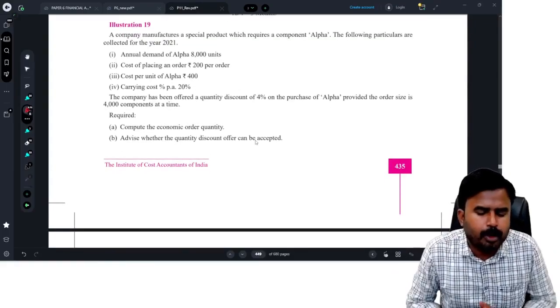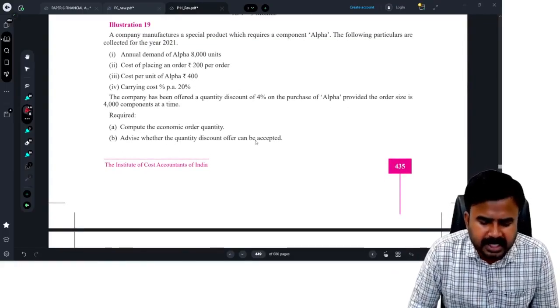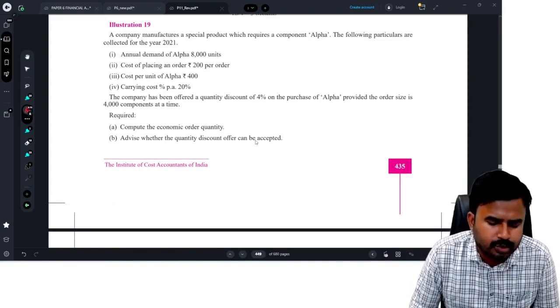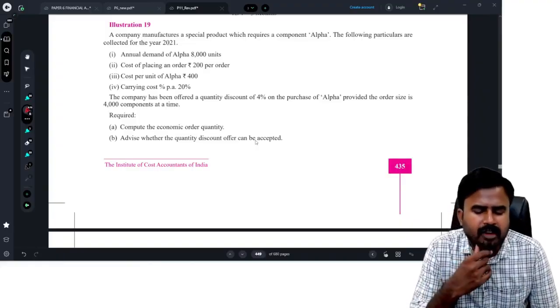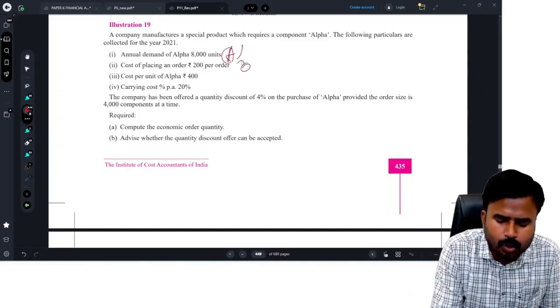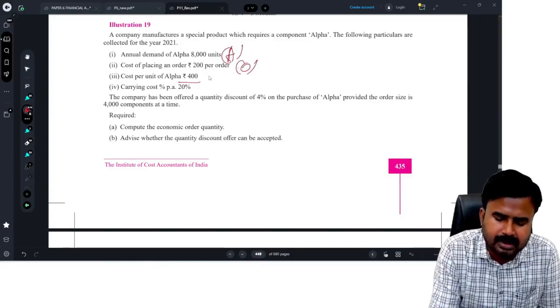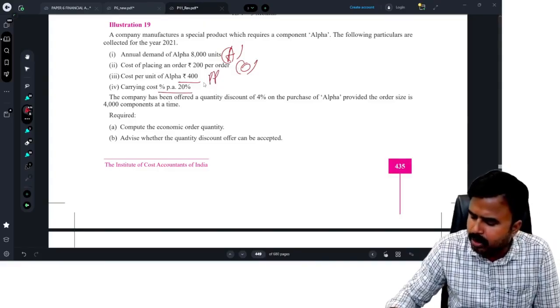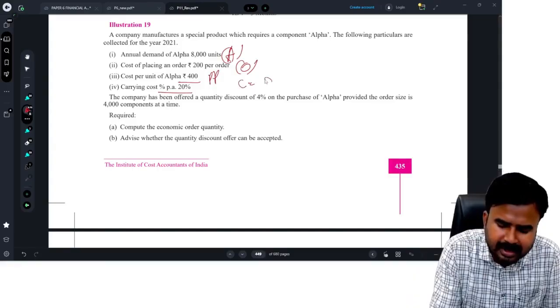Look at this problem, problem number 19. A company manufactures a special product which requires component alpha. The following particulars are collected for the year 2021. Annual demand of raw material alpha is 8,000 units, that is A. Cost of placing an order is O. Cost per unit of alpha is 400, that is the purchase price. Carrying cost is 20% per annum, 400 into 20%, I got 80 rupees, that's what C.